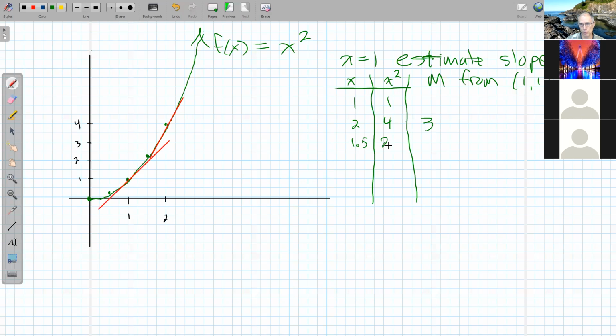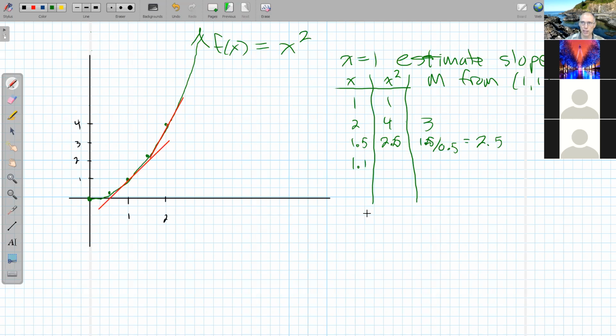If I square 1.5, I get 2.25. And so then over here, I get a difference of 1.25 in the top divided by 0.5 in the bottom, and I'm going to get a slope of 2.5 there. And I can just keep getting closer to 1, so maybe I might try 1.1 next.